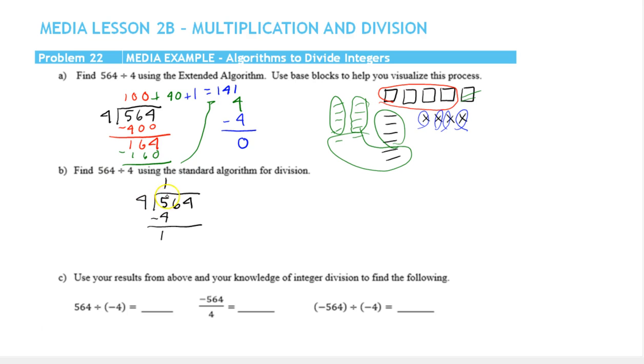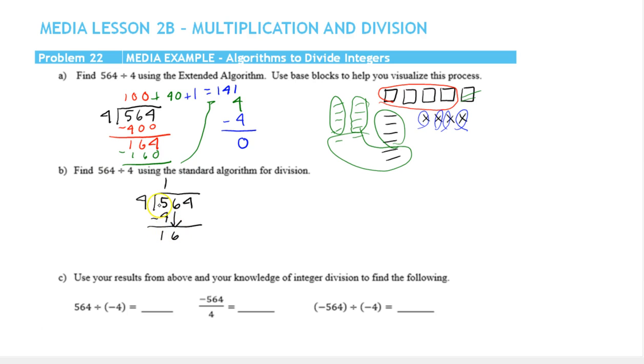So notice what this represents. We put the 1 above the 5, and that's actually the hundreds place. So this 1 right here is representing 100, like this did up here. When we subtract 4 from the hundreds place, we're really subtracting 400. We're just not writing all of the zeros. And this 1 remaining was this 1 flat right here, which is currently in the hundreds place. So after we do that division, we bring down the next number, which is 6.